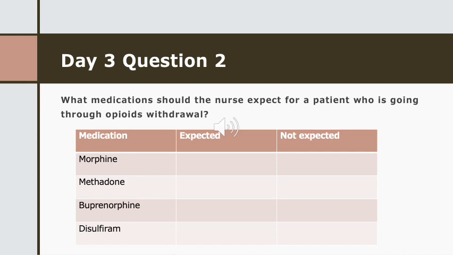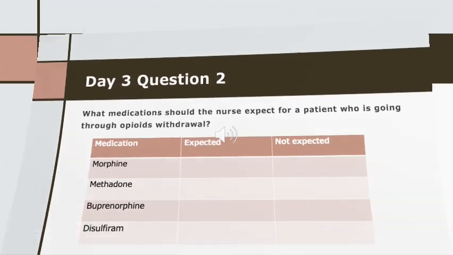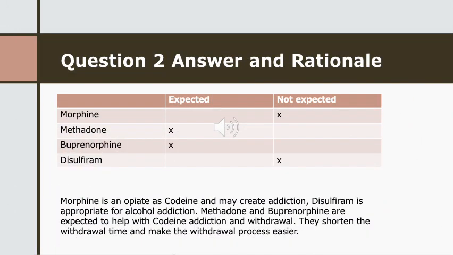Day 3, question 2. What medication should the nurse expect for a patient who is going through opioid withdrawal? Medication: morphine, methadone, buprenorphine, or disulfiram? Answer and rationale. Morphine is not expected. Methadone is expected. Buprenorphine expected. And disulfiram is not expected.